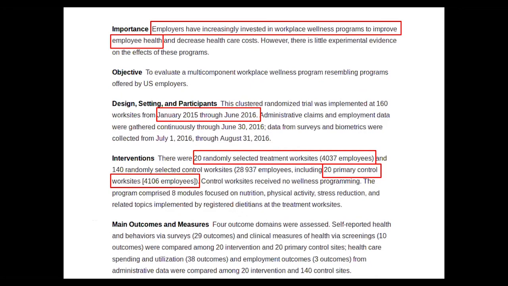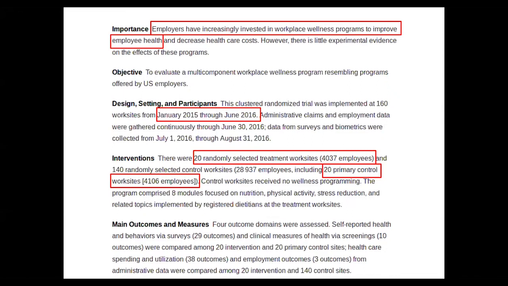And the detail of this is interesting in that it's a project that took place over 18 months or so and compared 20 work sites. And this is a warehouse company in America. So they compared 20 of their warehouse sites with 20 others. And one of the 20 sets got a wellness intervention consisting of a number of modules of all the sorts of things that you might expect from an employee wellness point of view: nutrition, physical activity, stress reduction, all the things that we're interested in.